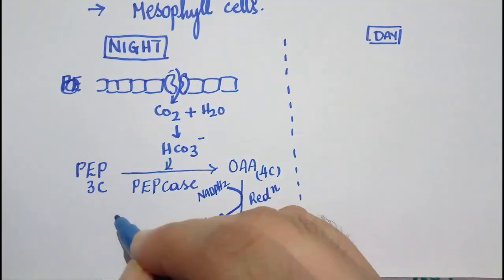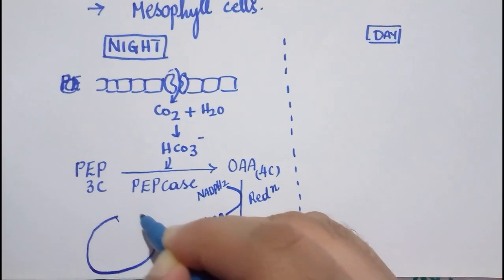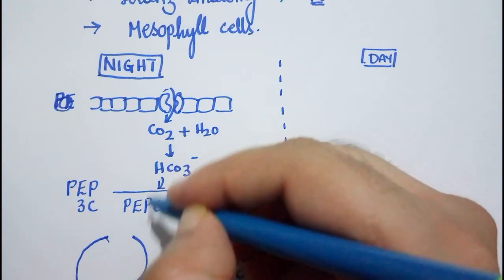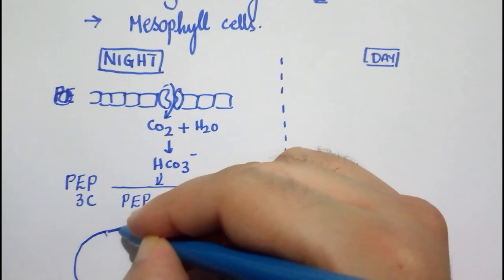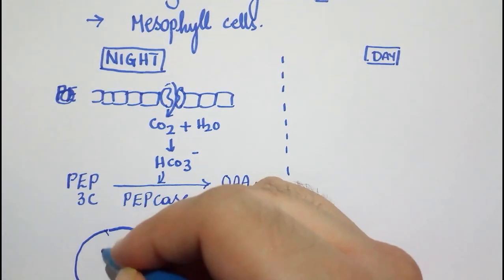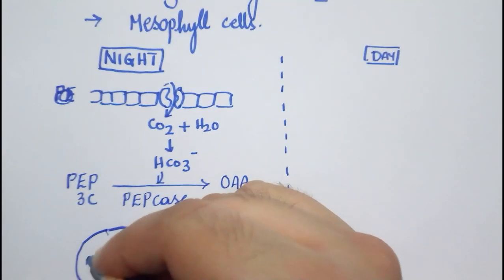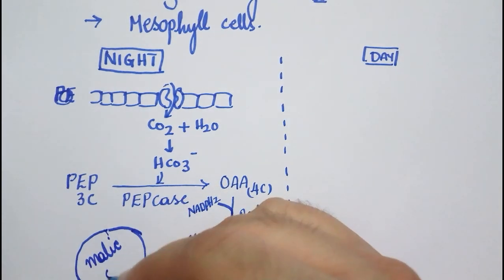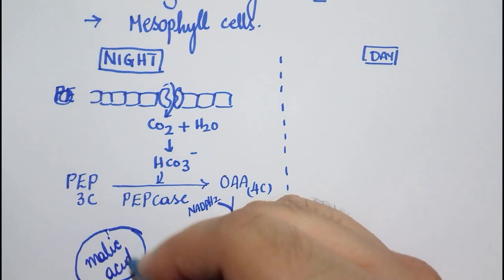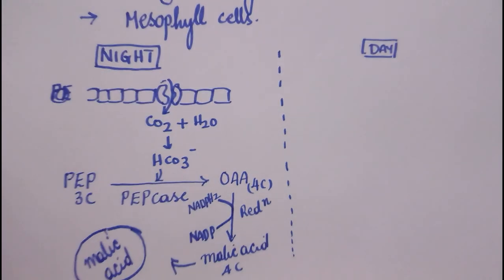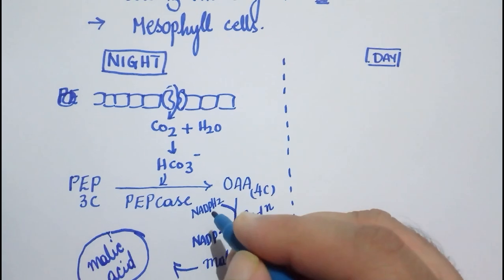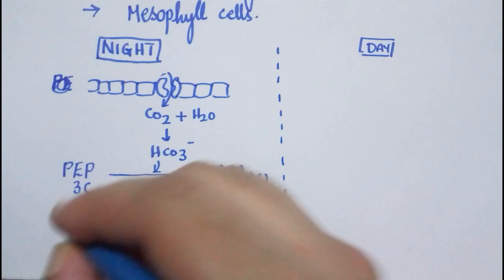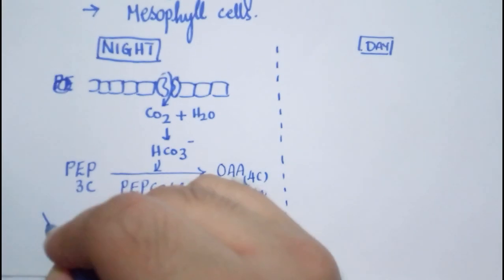Now this malate that is formed here enters inside the vacuole. If you're speaking in terms of very proper biochemistry, it's actually malate that is formed. That malate goes inside the vacuole. This is the vacuole, and here it is going to get converted into malic acid. We have some pumps here. These pumps are going to transport this malate into the vacuole. So this is the vacuole.